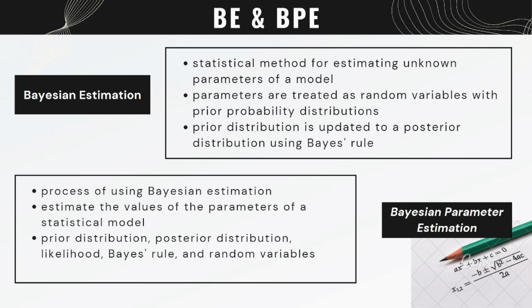Bayesian parameter estimation is the process of using Bayesian estimation to estimate the values of the parameters of a statistical model. This allows us to make more informed decisions based on our updated belief about the parameter values. So the key terms include prior distribution, posterior distribution, likelihood, Bayes' rule, and random variables.